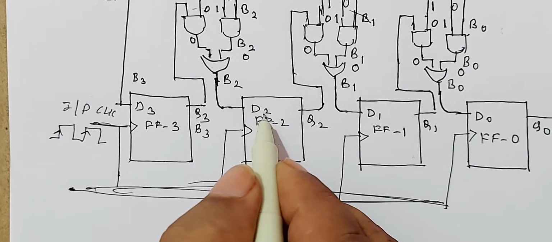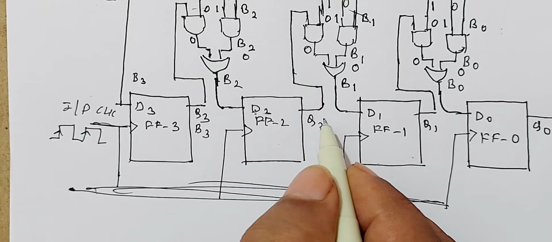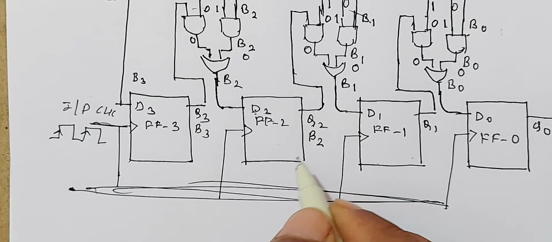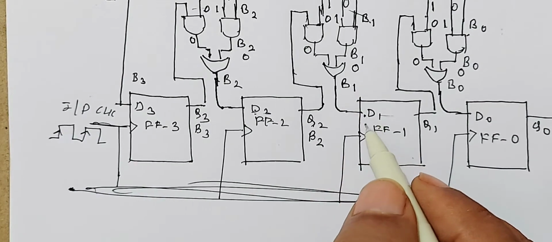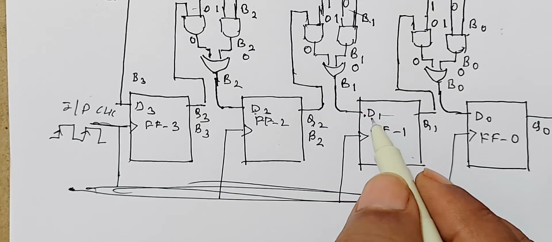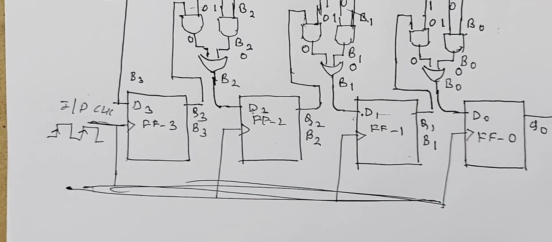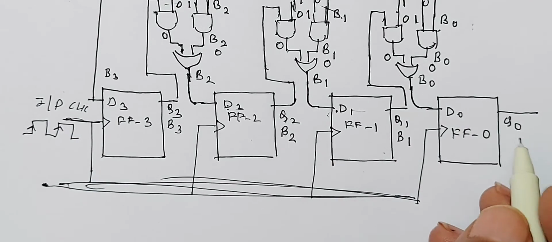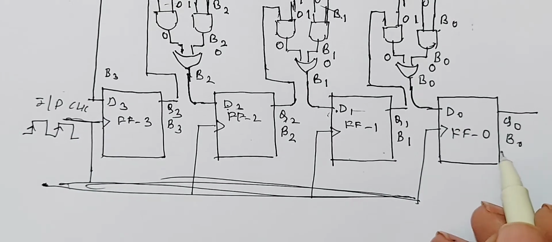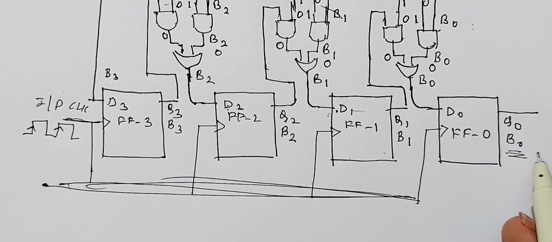Now, D2 is the input. When the clock pulse enters, it is shifted out. Therefore, output of Q2 is B2. B1 is the input applied at D1. When the clock pulse enters, input at D1, that is B1, is shifted to Q1. Therefore, Q1 is B1. And similarly, the input B0 at D0 is shifted to Q0. Therefore, Q0 output is B0. Thus, output is our Q0. You get the first bit B0.